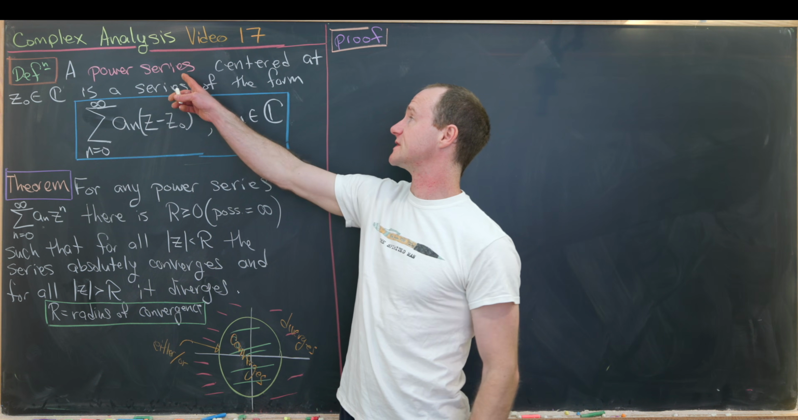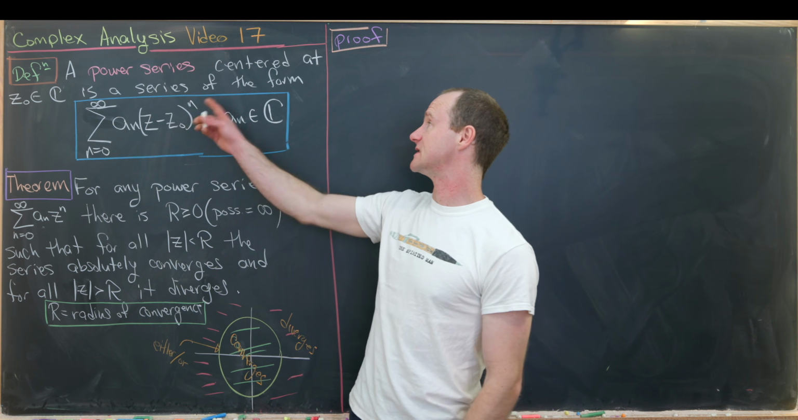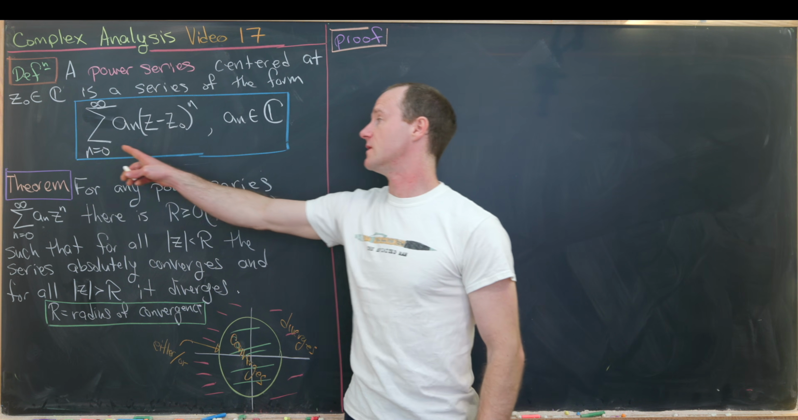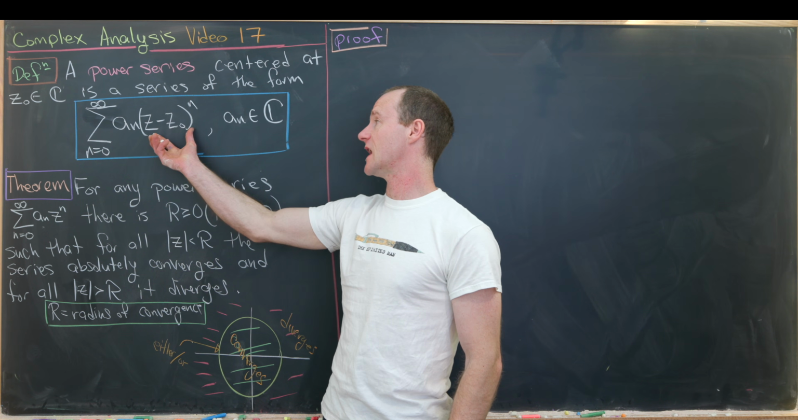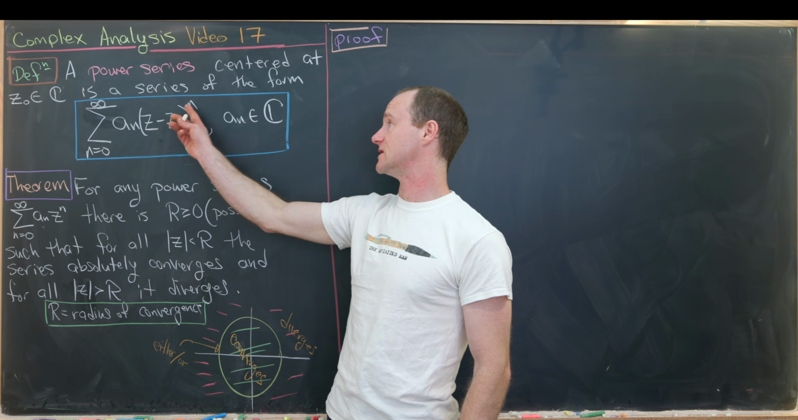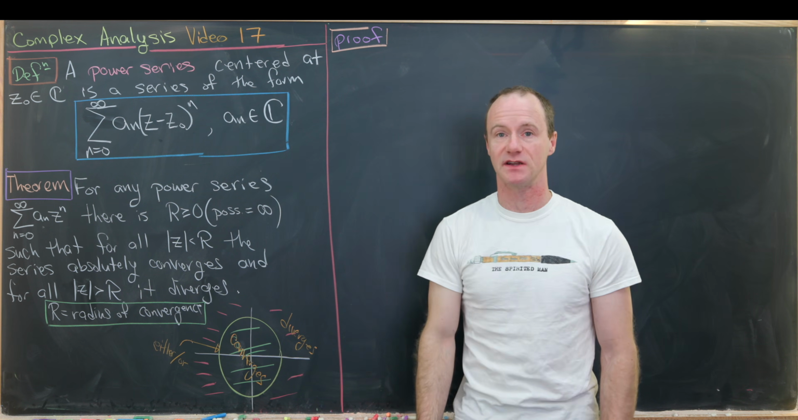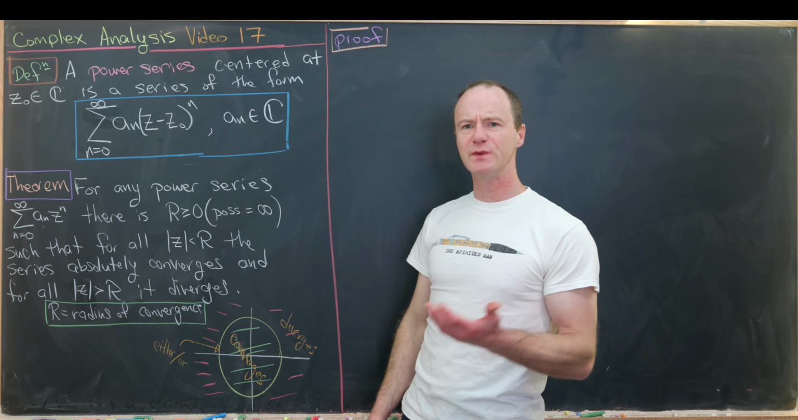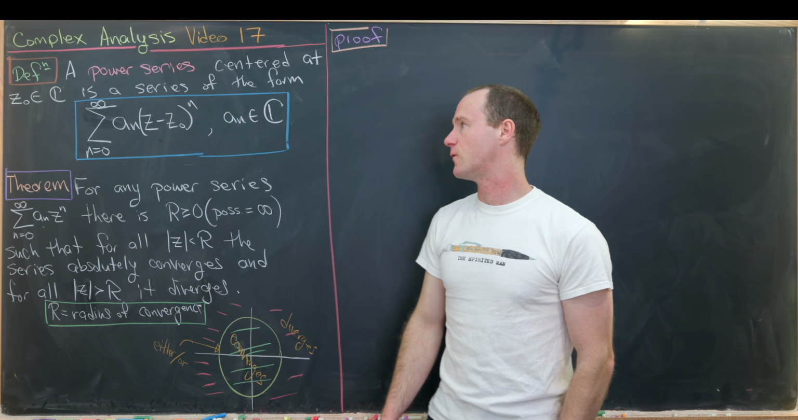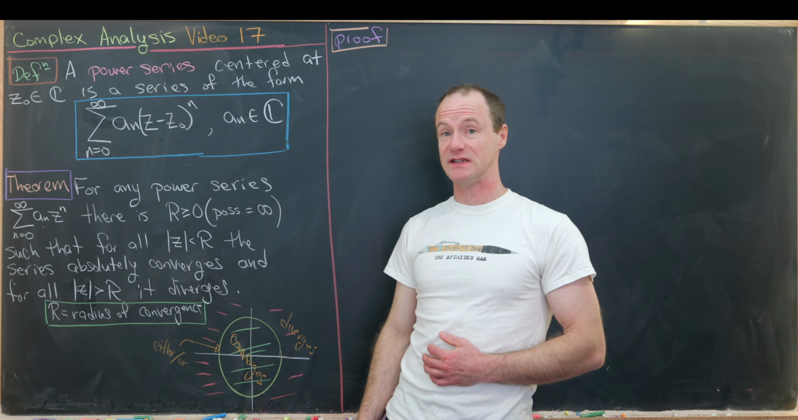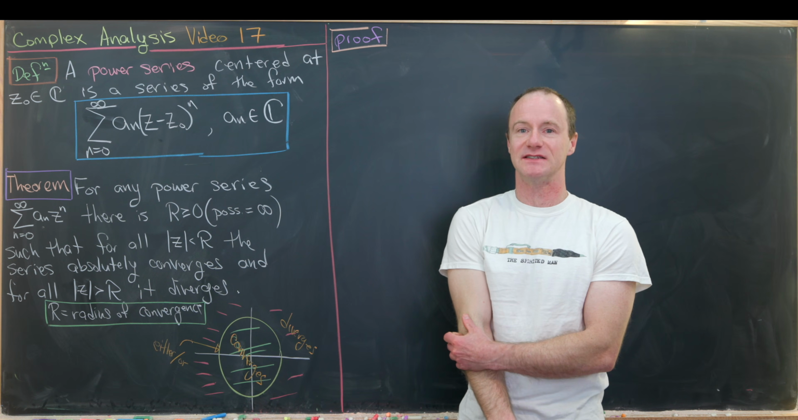A power series centered at a complex number z0 is a series of the form the sum as n goes from 0 to infinity of a_n times (z - z0)^n, where these coefficients a_n are complex numbers. Now notice we can do a quick change of variables where we switch out z for maybe z plus z0, and we can transform this back to being centered at 0.